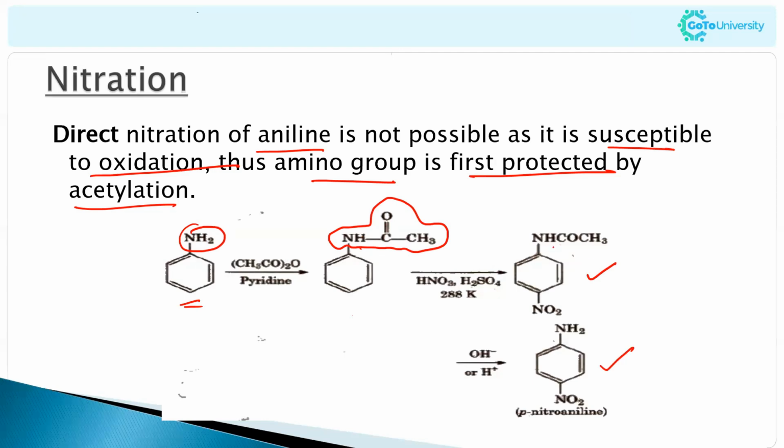So this NH2 group will be converted into the corresponding acetylated group, and it will be converted into the substituted nitro product. So here also the group is still NHCOCH3. Then finally, by base hydrolysis, it will be converted back into the NH2 group. So this is the product. Okay, write it down.